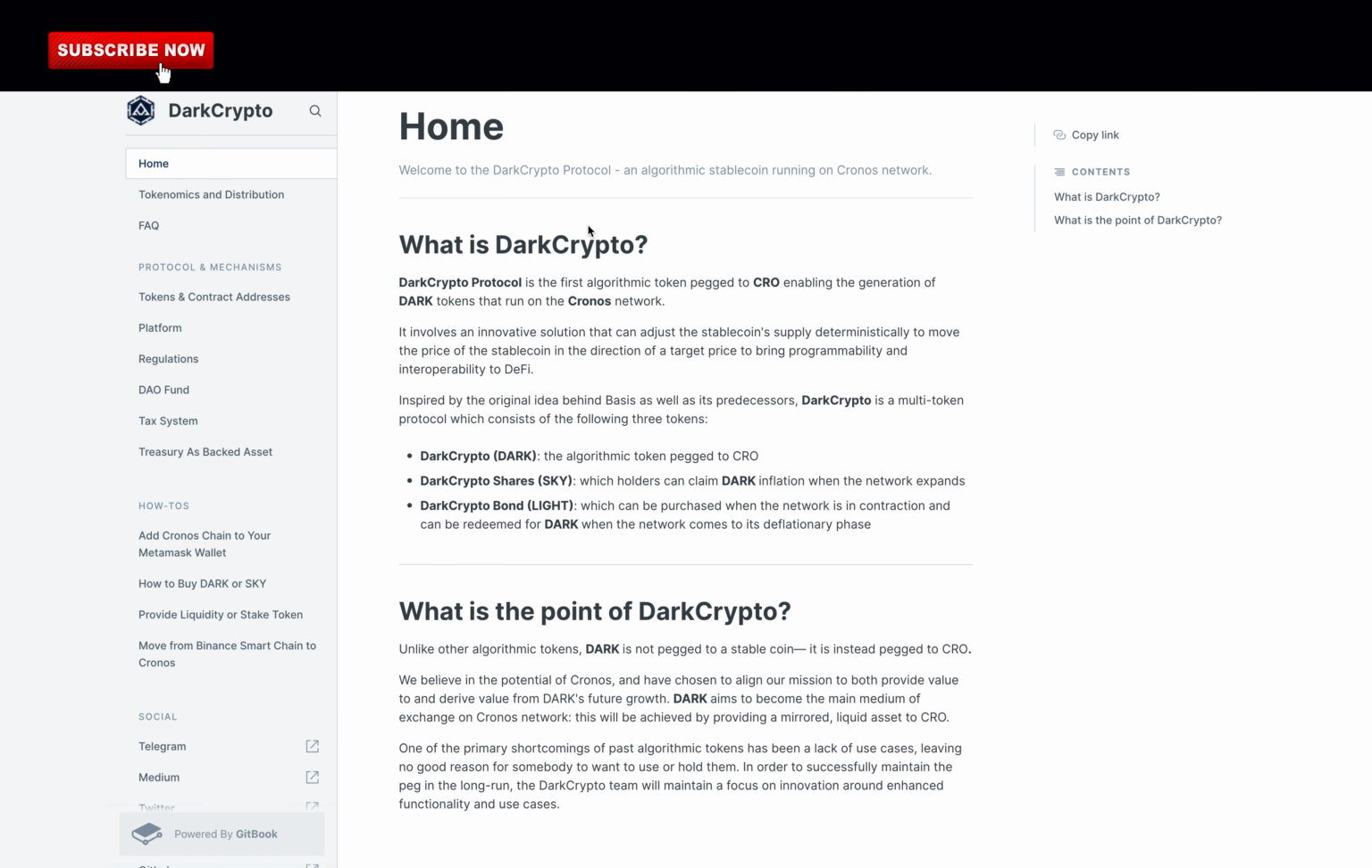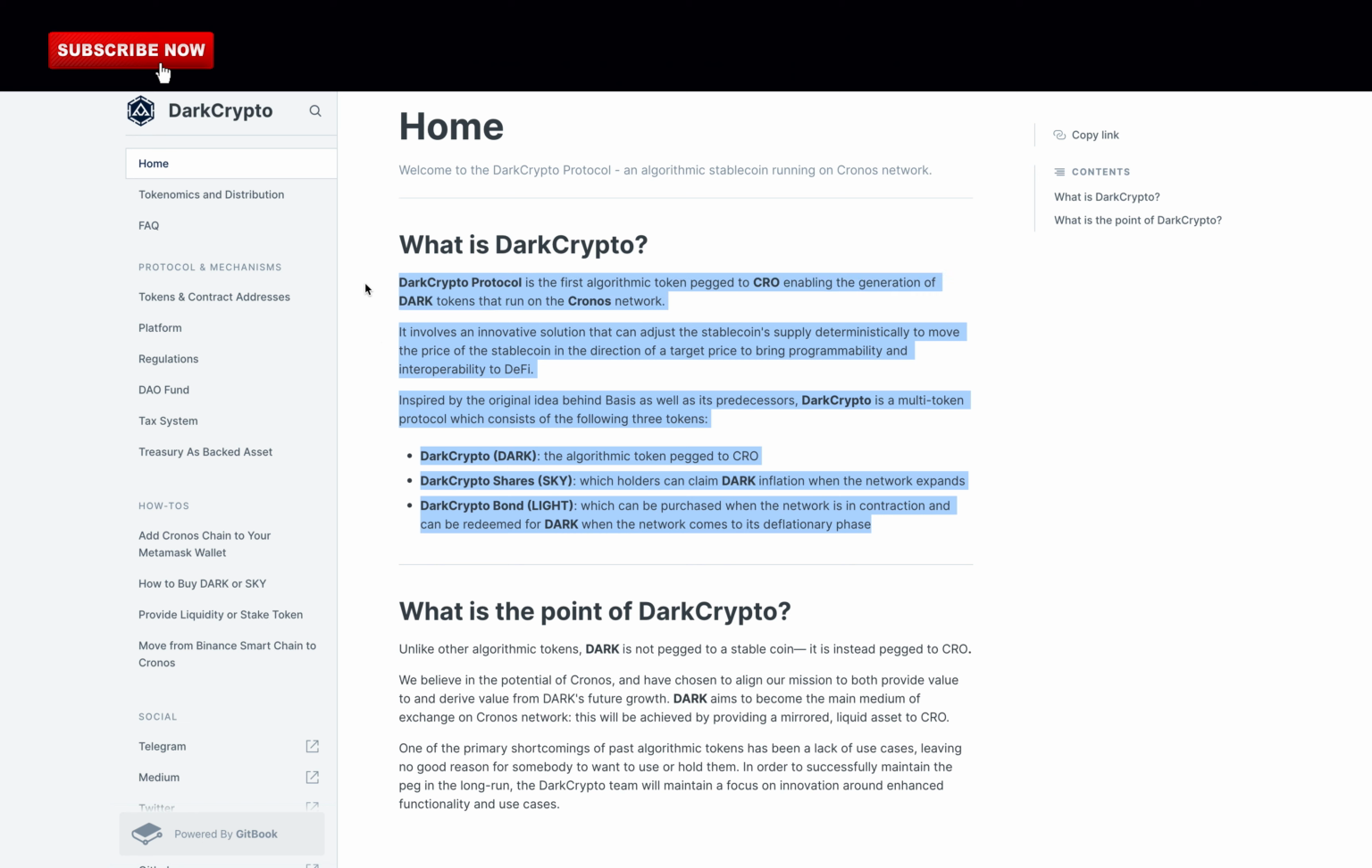What is Dark Crypto? Dark Crypto Protocol is the first algorithmic token pegged to CRO, enabling the generation of Dark tokens that run on the Cronos network. It involves an innovative solution that can adjust the stablecoin supply deterministically to move the price of the stablecoin in the direction of the target price, to bring programmability and interoperability to DeFi.